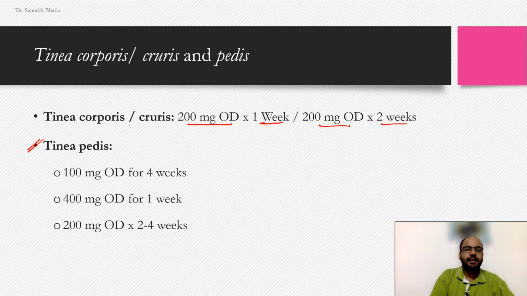For Tinea pedis, it is either 100 mg once a day for 4 weeks or 400 mg once a day for 1 week. Okay, 100 every day for 4 weeks or 400 every day for 1 week. You can also give 200 mg once a day for 2 to 4 weeks. So this kind of variability is present. We can decide any of them to be given in patients of Tinea pedis.